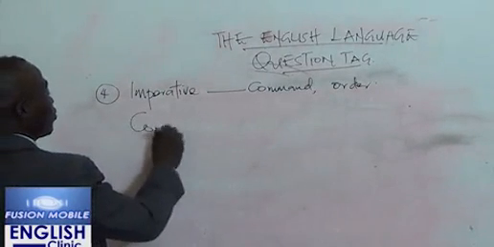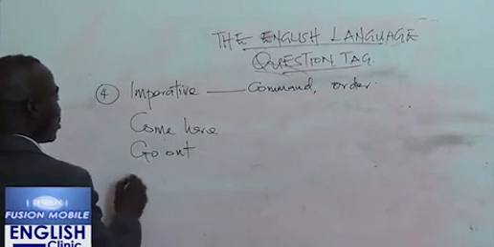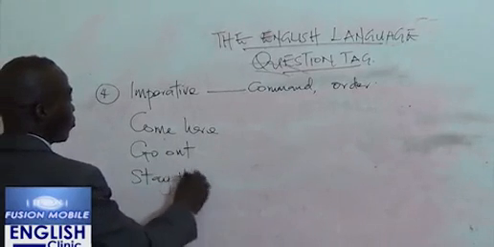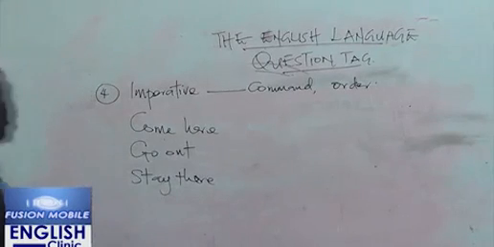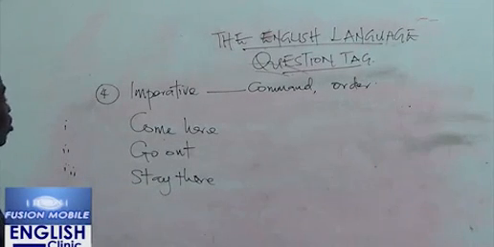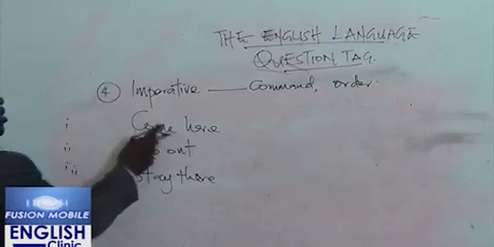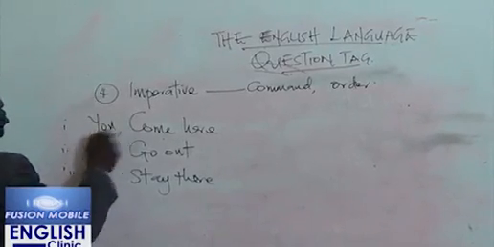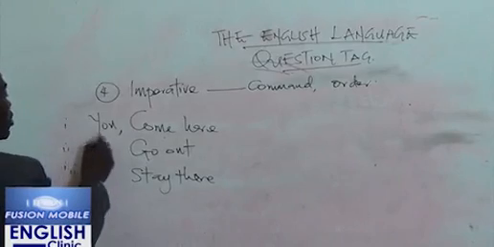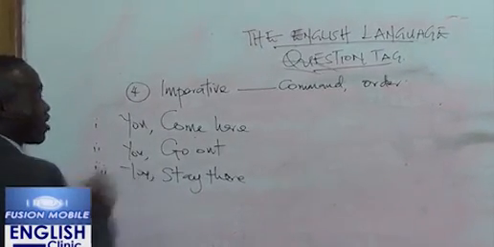Come here. Go out. Stay there. Now, if you look at the examples on the board, you will notice that in imperatives we don't have the subjects. The subjects are believed to be elided, and that is why we don't always include the subject. In other words, this sentence could read something like this: You come here. And this one could read: You go out. And this one: You stay there.